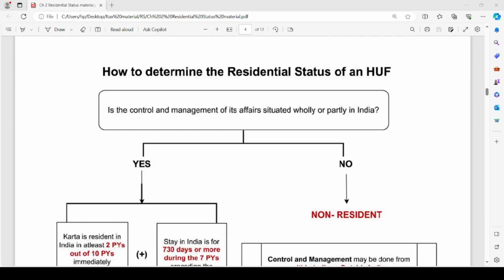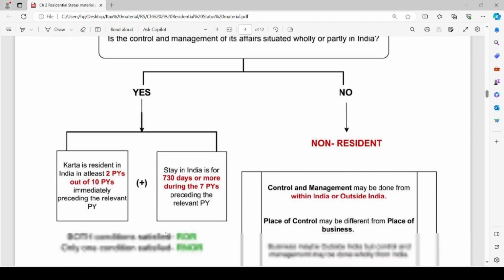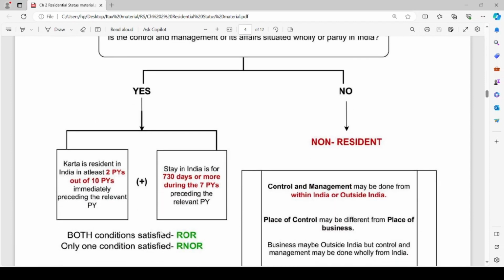Now let us head to the next topic, that is how to determine the residential status of an HUF, Hindu undivided family. We have to question if the HUF's control and management of affairs is situated wholly or partly in India. If yes, the HUF is considered to be resident, and if no, the HUF is considered to be non-resident. But remember one thing, guys, for HUF, we have to further classify its residential status into ROR or RNOR. How is it determined?